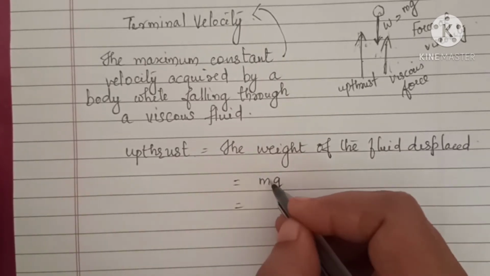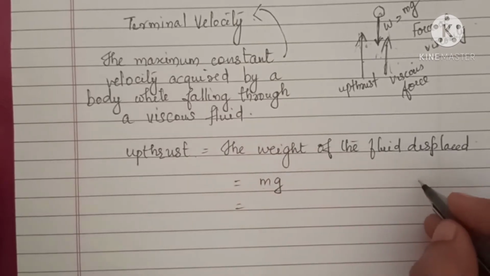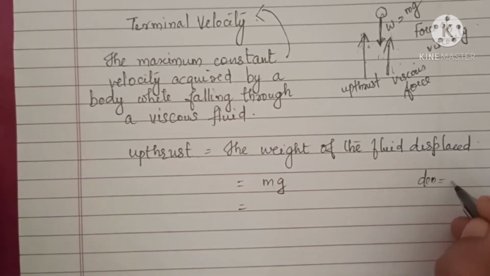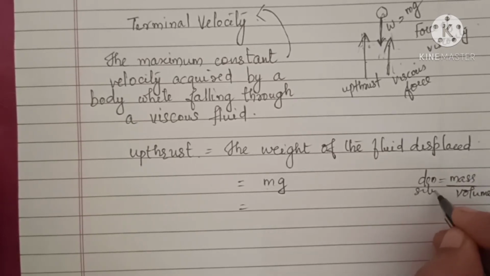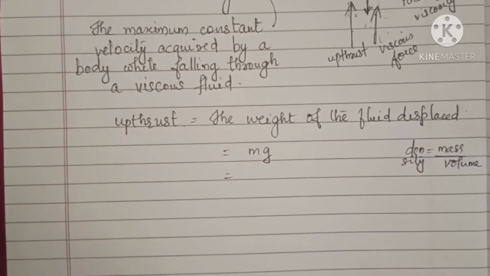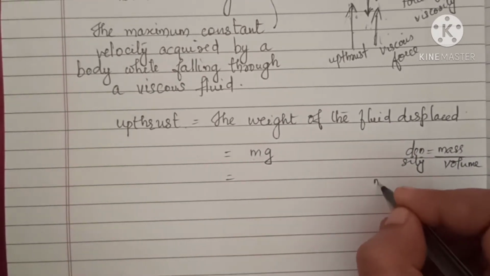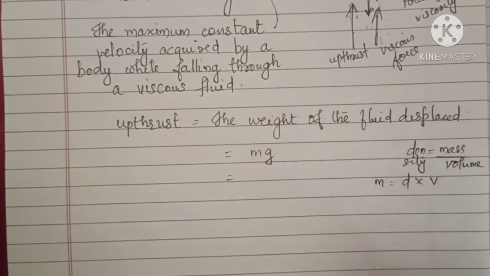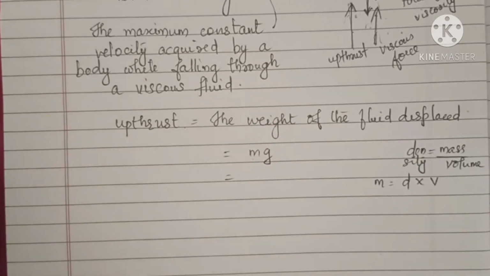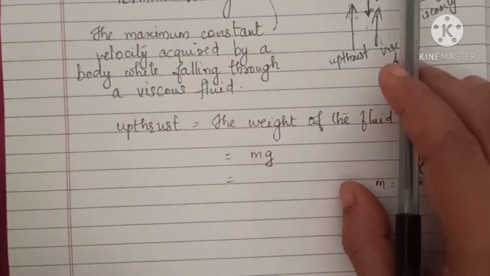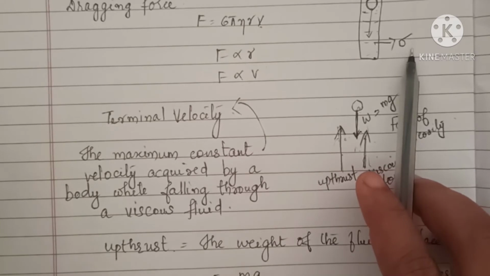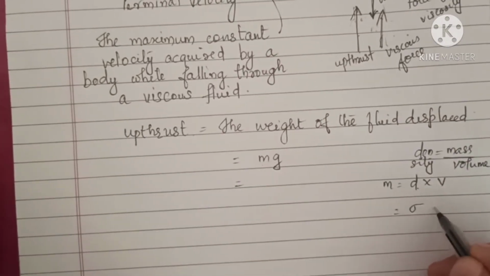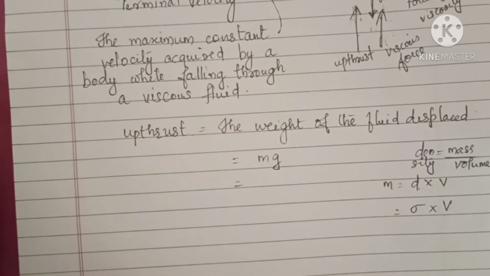Clear? Now what is m? M is the mass. In terms of density, how can you write? You know, density is equal to mass by volume. Isn't it? Now from this, what is mass? Mass is equal to density into volume. Here we are considering the density of the fluid, so this density term is sigma. Here we have mentioned that the liquid has a density sigma. So how can you write? Sigma into volume. Understood?